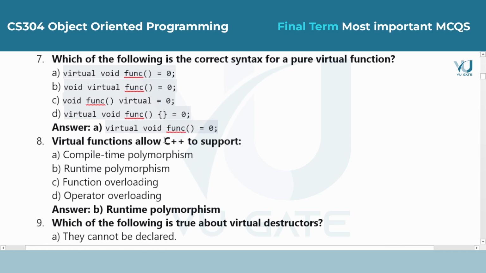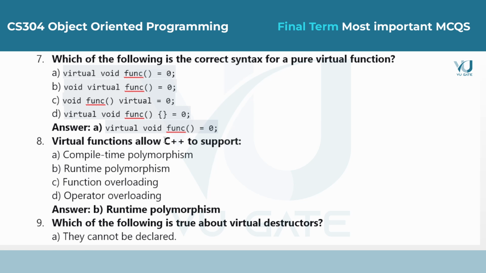Q7. Which of the following is the correct syntax for a pure virtual function? Answer. A. Virtual void func equals 0. Explanation. Pure virtual functions are declared by assigning equals 0 at the end of the declaration, meaning the function has no implementation in that class.